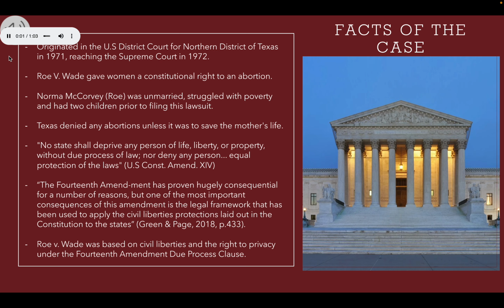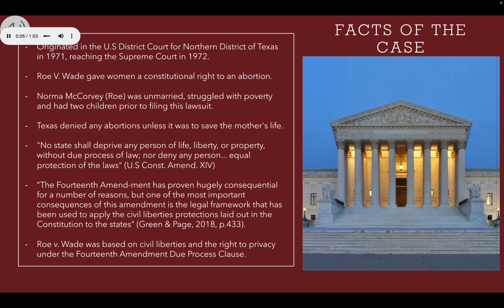Roe v. Wade was first brought up in the U.S. District Court for the Northern District of Texas in 1971 and reached the Supreme Court in 1972. Roe v. Wade gave women a constitutional right to an abortion. During that time, Norma McCorvey was unmarried. She struggled with poverty and had 2 children prior to filing this lawsuit. And Texas denied any abortions unless it was to save the mother's life.